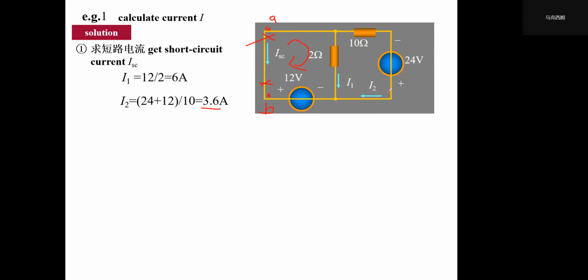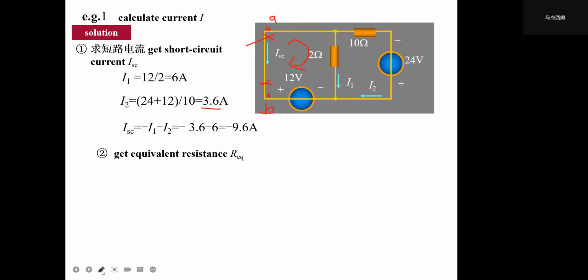Now we know the value of I1 and I2. So the short circuit current Isc equals the negative of I1 and I2, or we can say that their directions are different. Then we can calculate the equivalent resistance.